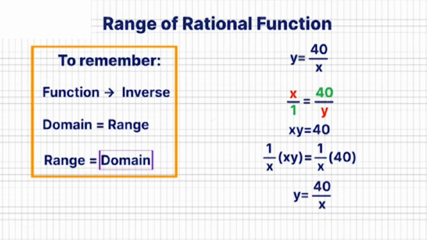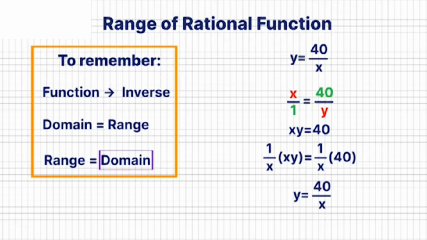Let us now move to getting the range of a rational function. We have to get the domain of its inverse, and we know that f can also be written as y is equal to 40 over x. To get the inverse, interchange x and y. This will give us x equals 40 over y. We then solve for y. Let's try it. Since this is an equation, we may use the process in solving a rational equation. x can be written as x over 1. We can start now by cross multiplying x and y, and 1 and 40. This will give us xy equals 1 times 40, or simply 40.